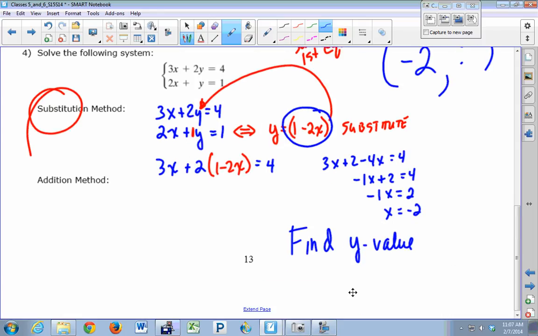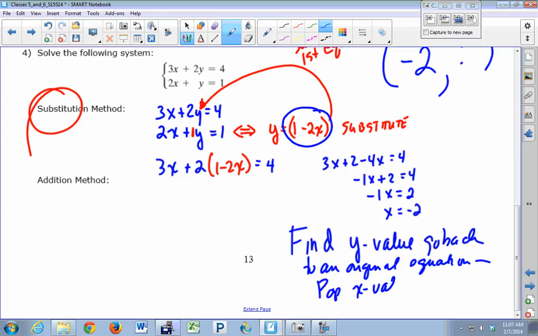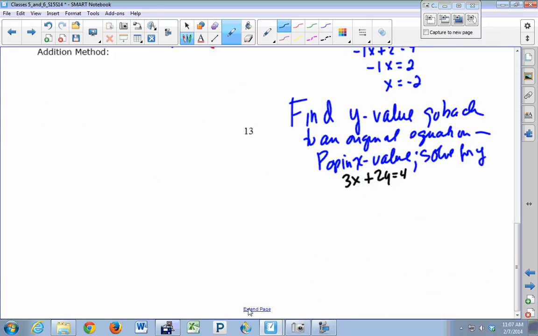So to find the y value, go back to an original equation, pop in the x value, solve for y. It doesn't matter which original equation you go back to. So let me take 3x plus 2y equals 4. I just said x was negative 2, so I'm going to put that in, and I'm going to solve for the y value.